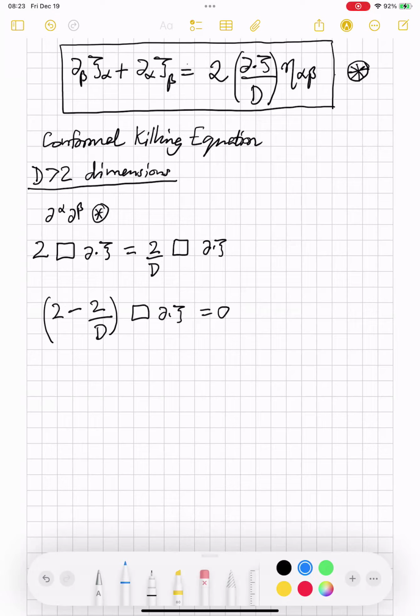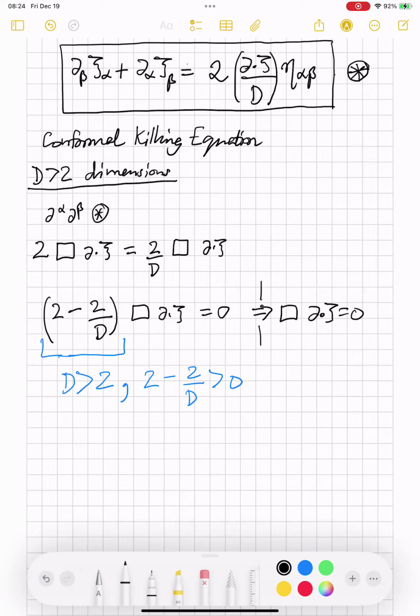Now notice, look at this factor. We have declared that we're interested in d greater than 2. Well, if d is greater than 2, it means that 2 minus 2 over d is 2 minus a number which is smaller than 1. So this number is greater than 0. So the only way that we can get a 0 from this equation over here is if box acting on d dot zeta is equal to 0. So that's the first thing that we've learned. Okay, so good, we've learned that equation.